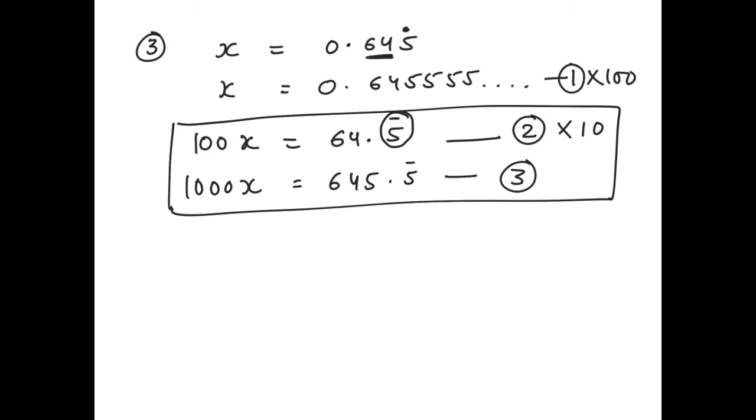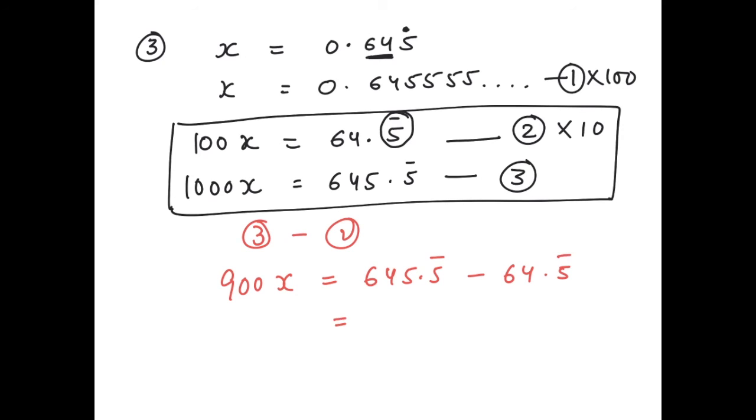So now let's subtract 2 from 3. 3 minus 2 gives 1000x minus 100x, which is 900x, equal to 645.5 bar minus 64.5 bar. So it will be 581 over 900. So x is this answer.